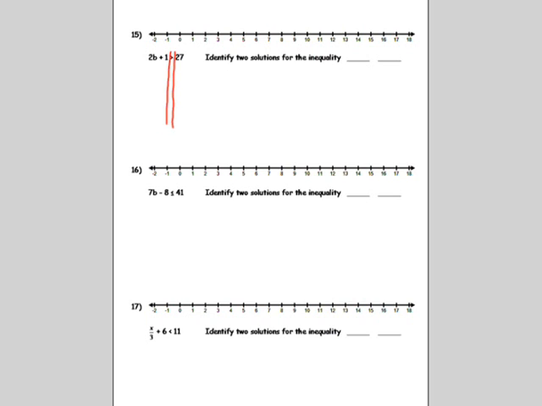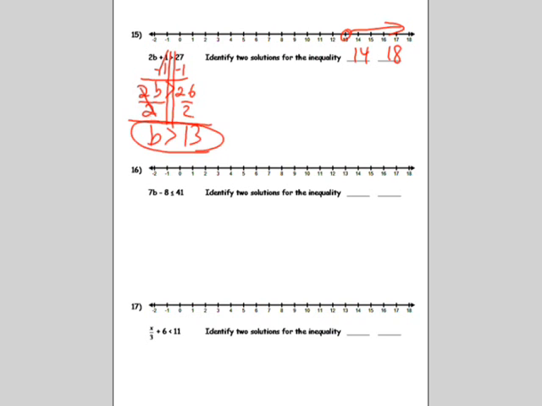So here's a two-step. And now I've got a nice easy one step here. So b is greater than 13. So to graph that, that's how we would graph the inequality. And two possible solutions would be 14 and 18. Let's do one more.